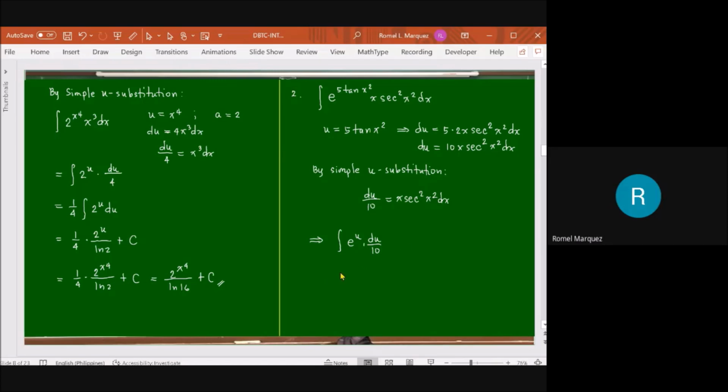Okay? So we don't need this 10 in the denominator. Put it out. So 1 over 10 integral of e to the u du. So this is exactly the formula now. What is the integral of e to the u du, children? That is e to the u, na? Still e to the u. Okay? Then plus c. But what is u, guys? So it is 5 tangent of x squared. Okay, very good. That's it.